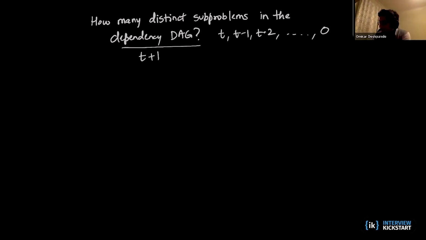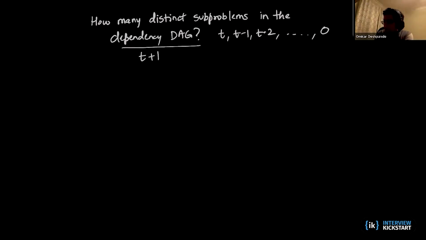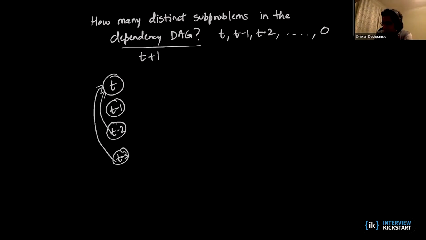And each subproblem depends on two other subproblems that have smaller values of t. So if we were to look at the subproblem where the target is t, it's going to depend on the subproblems where the targets are t minus 2 and t minus 3. Maybe we don't need t minus 1, but it's going to look like this. And then for t minus 1 also, we'll have two arrows coming from below. For t minus 2 also, we'll have two arrows coming from below.